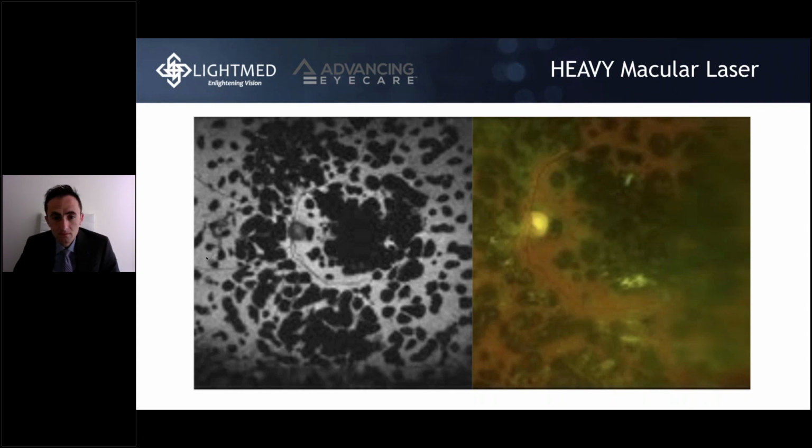So for NPDR, you recommend using yellow from your experience? Yeah, I've been very comfortable with the yellow laser. Even I do PRP for severe NPDR with high risk. I do PRP in the periphery with either 577 and 561, and I've had excellent results with it.